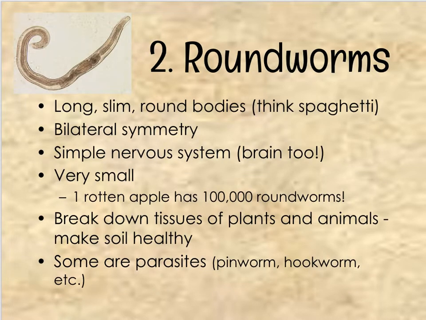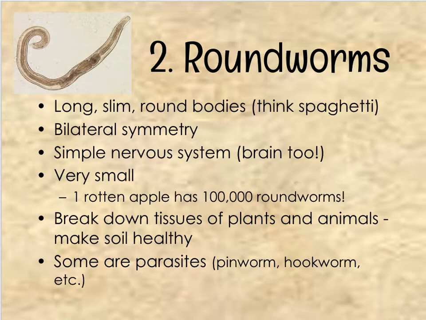Our next group of worms are roundworms. Roundworms are exactly as they sound. They're round. They look more like spaghetti. So rather than being flat, they are very rounded. I know now you're going to be grossed out that I said spaghetti. You're never going to eat spaghetti again.